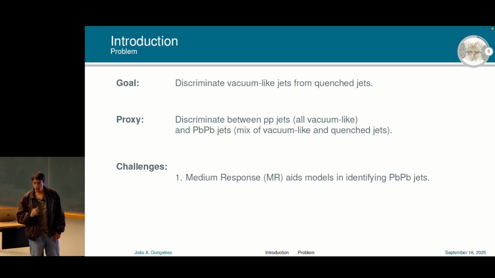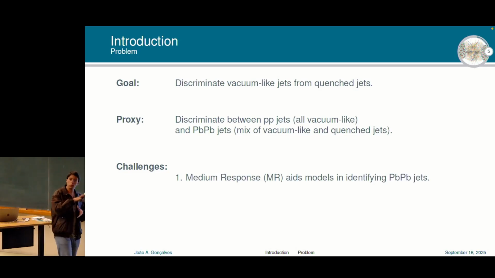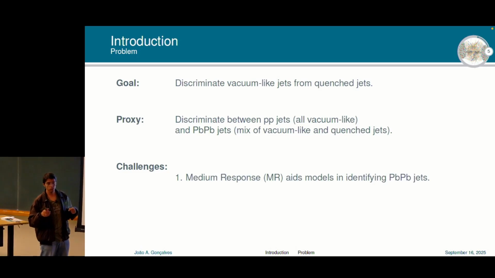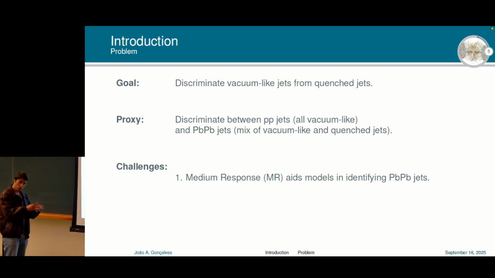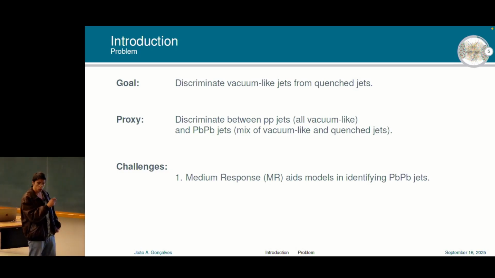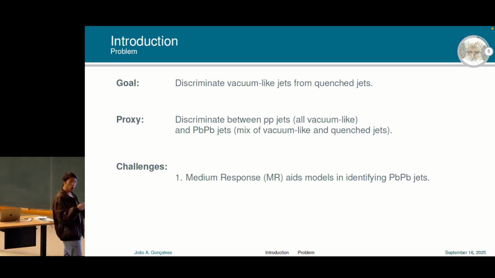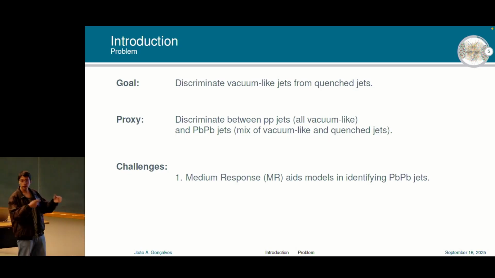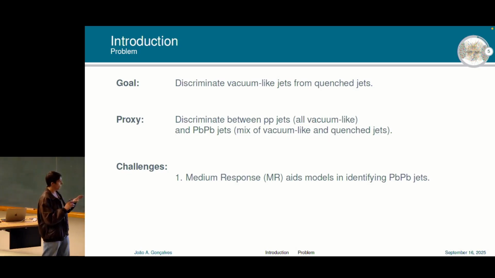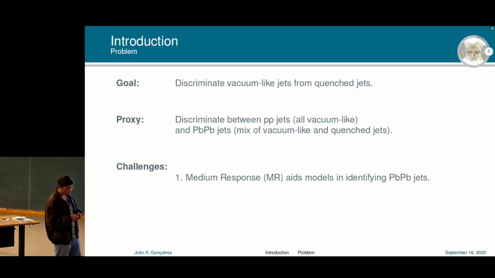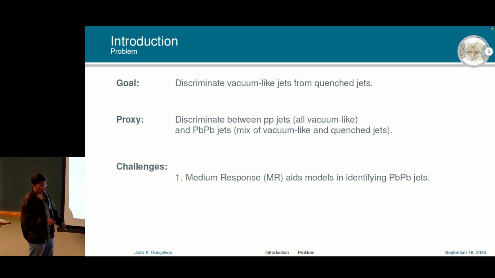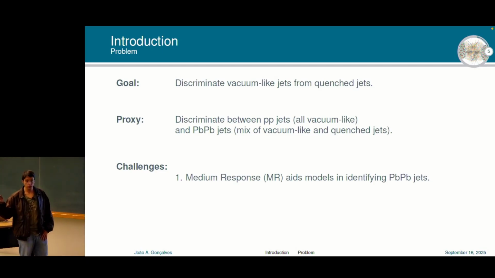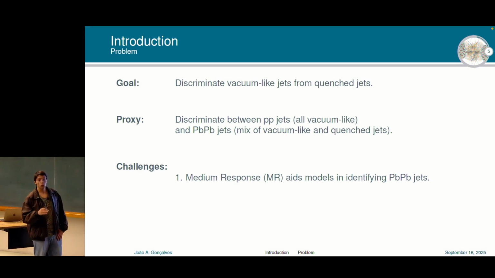Medium response is the response that the medium has as the jet passes through it, so the modification of the medium because of the jet then modifies the jet again. It is something that helps models identify these lead-lead jets very directly. In particular, the more the jet interacted with the medium, the more this effect is going to be present, and the easier it is for the model to find it. You see a lot of papers on exactly this problem where they included medium response, but since they didn't include the underlying event that is always present in experiment, the results are not really portable to experiment.